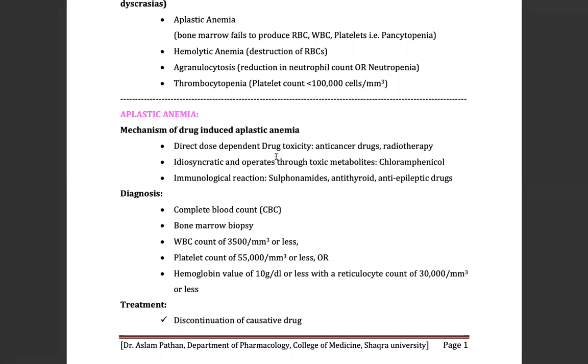Aplastic anemia. What is the mechanism of drug-induced aplastic anemia? How do the drugs induce aplastic anemia? There are three main mechanisms: direct dose-dependent drug toxicity. And the most common causes are anti-cancer drugs and radiotherapy, we can say.